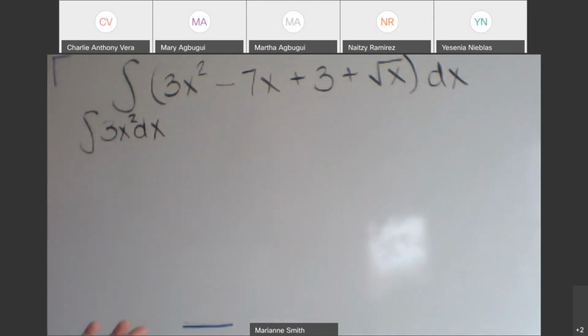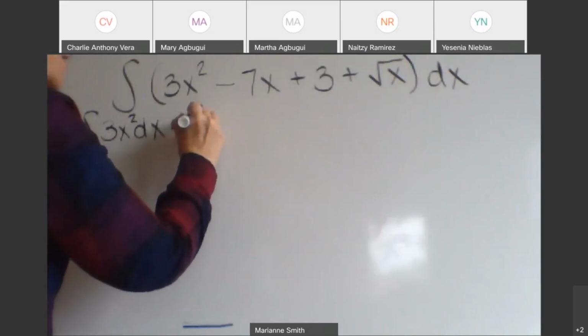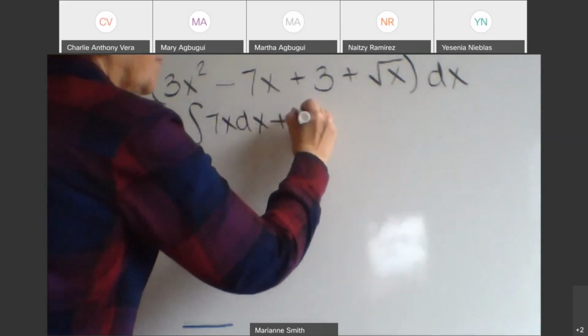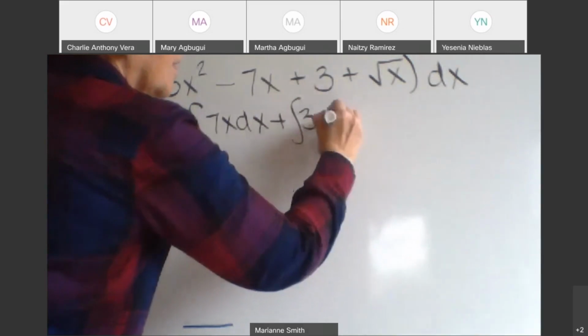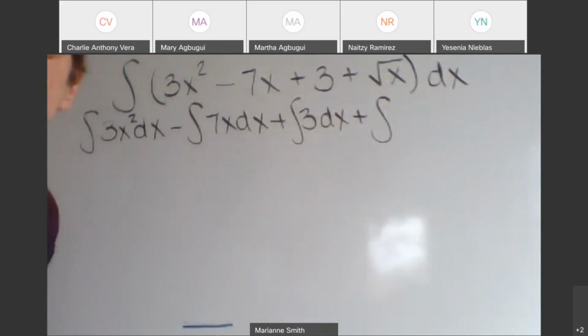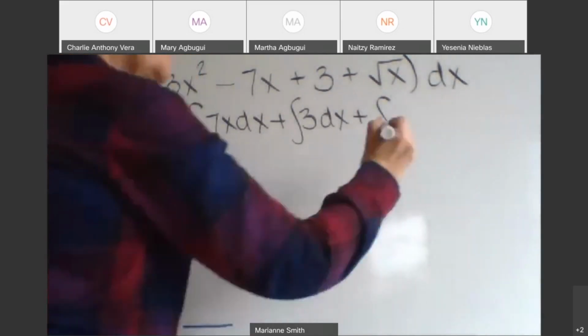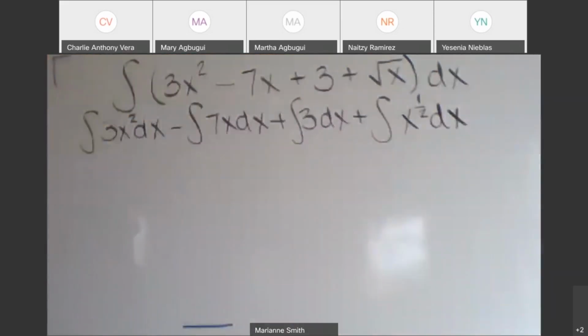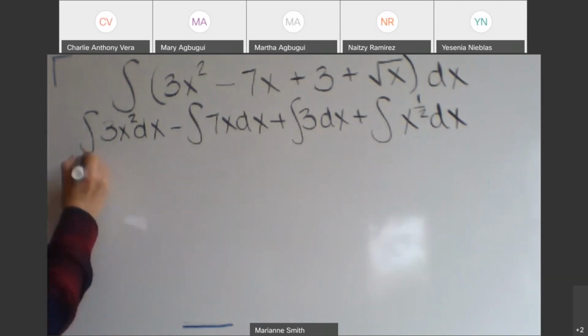And again, you don't need to write this out like this. I'm just showing you what's happening. And I'm going to write the square root of x as x to the 1/2. So I've separated it out term by term. And again, you don't have to write it like this. You just have to remember to integrate term by term. I'm going to pull through the constants.